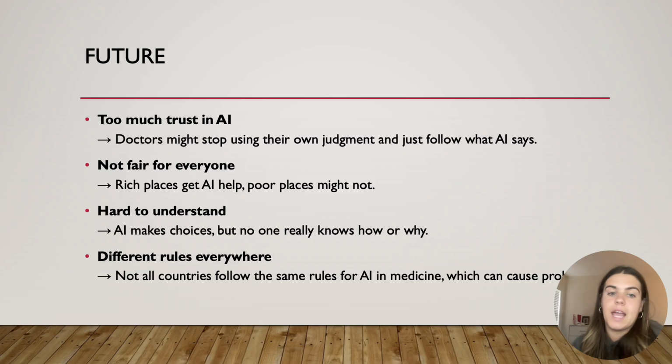Hard to understand. AI makes choices, but no one really knows how or why. This could be something that doctors would have a problem with, because maybe the AI chatbot would come up with something and the doctor really doesn't understand it, doesn't know why, and that could cause some stuff. Different rules everywhere. Not all countries follow the same rules for AI medicine. Like I said, that could become a little unfair and people could get upset about that.